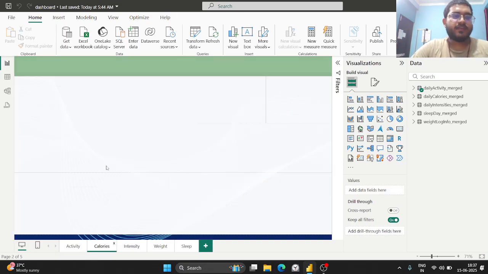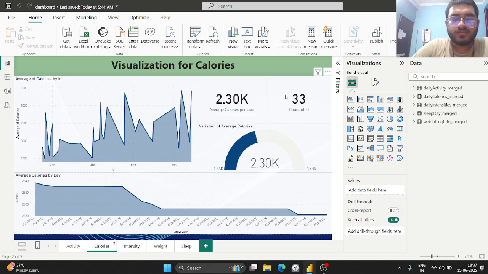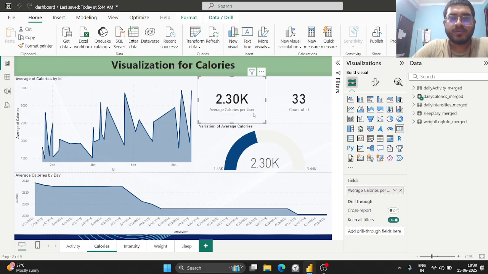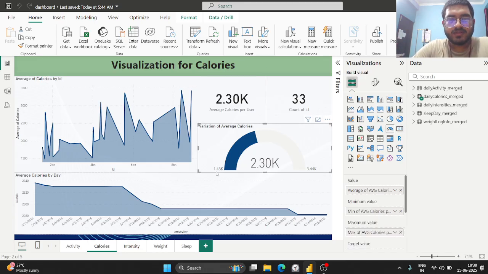Okay, so now we have the calories. The total number of unique users we have is about 33. The average calories burned per user is 2.3k, the minimum amount of calories burned was 1.4k, and the maximum was 3.44k. So this is the variation of average calories. Again, 2.3k was the average calories per user.